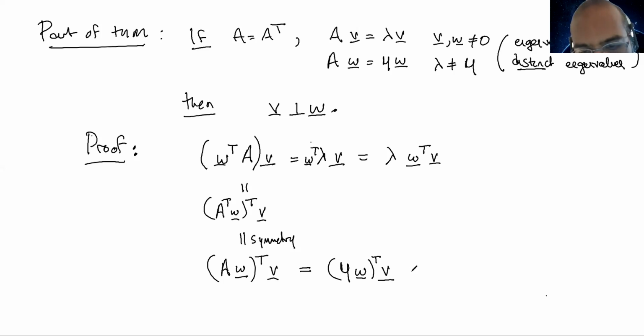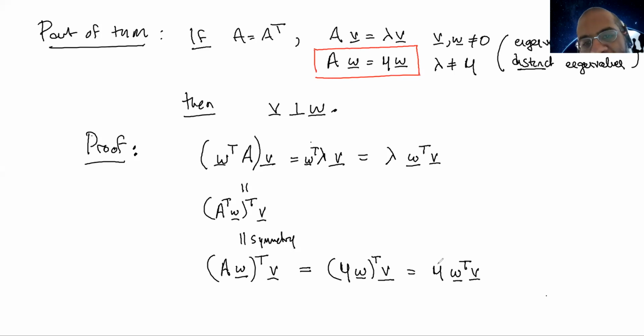But again, by distributing this, this is mu times W transpose V. Isn't it lambda? No, there is no lambda here. There is mu. This is the important thing. So W is an eigenvector with eigenvalue mu. Oh, I got it. Mu and lambda. That's what I'm using. There's a mu in one place and a lambda in the other place. Is that okay? Yeah, I got it.